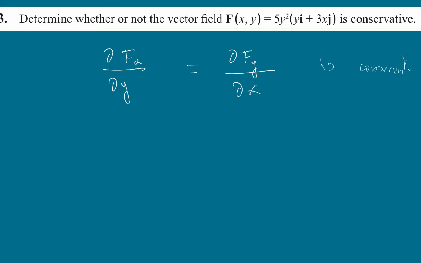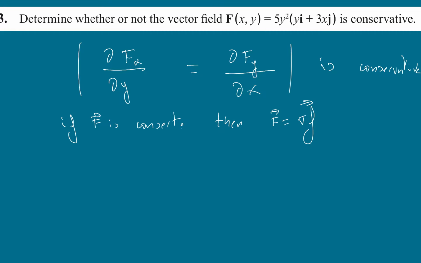Now it's almost a rule, but later on I will prove that if f is conservative, then f can be written like the gradient of some function that we name the potential. And if f is the gradient of some function that is the potential, this thing will happen. Okay, let's go apply it.